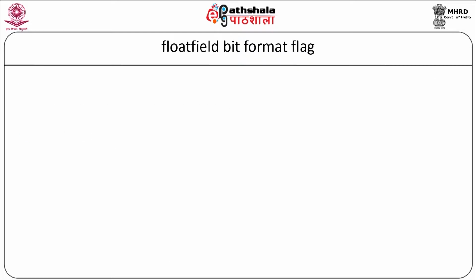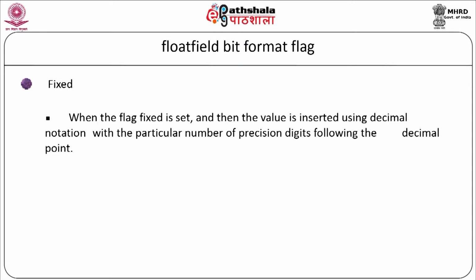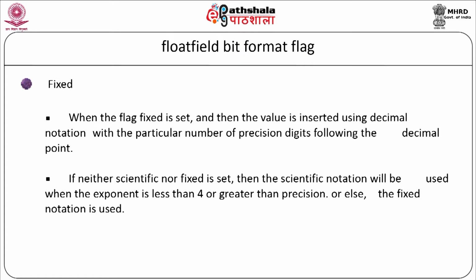The next is the fixed flag. When the flag is fixed, then the value is inserted using the decimal notation with the particular number of precision digits following the decimal point. If neither scientific nor fixed is set, then the scientific notation will be used when the exponent is less than -4 or greater than precision, or else the fixed notation is used. The syntax is cout.setf(ios::fixed, ios::floatfield).